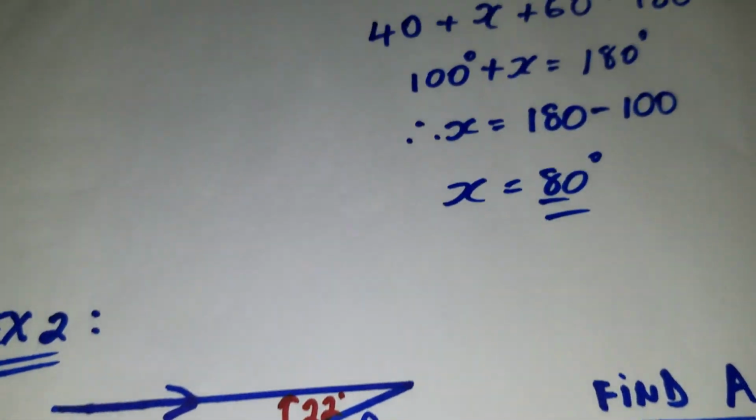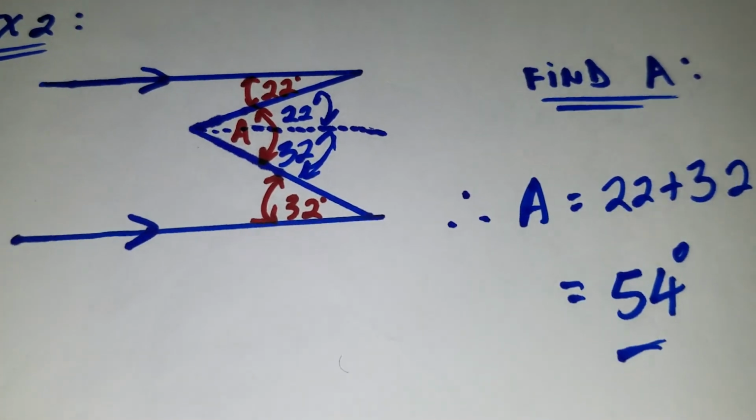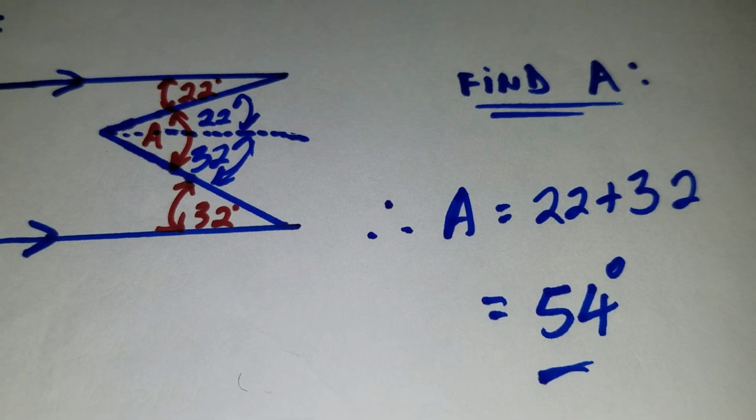So in summary, these are two other examples of using the properties of angles and straight lines to solve geometric questions.